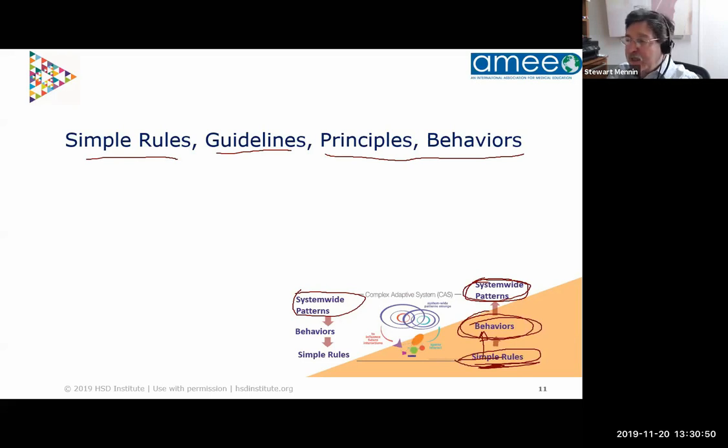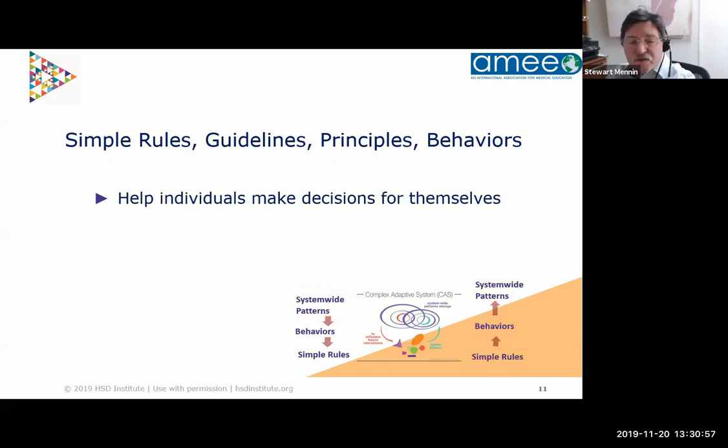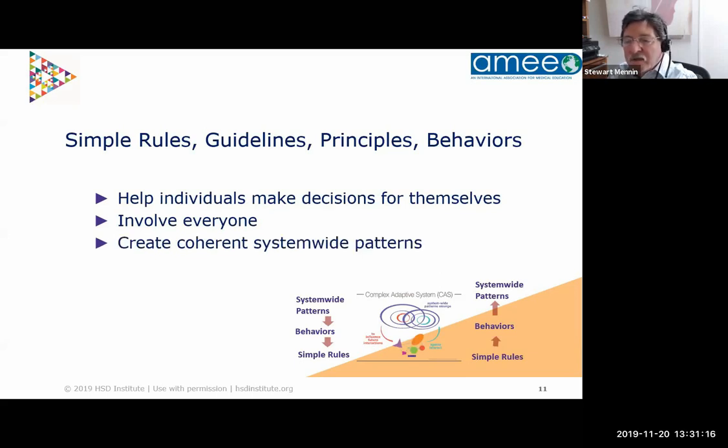Okay, I don't want to beat it too hard, but it's really important because simple rules help individuals make decisions for themselves. And it's the decisions that each individual in a faculty department or a school of medicine make that determines the pattern of the curriculum and the teaching. The simple rules involve everyone on the faculty and can or cannot create a coherent system-wide pattern. So the coherent system-wide pattern could be dysfunctional.